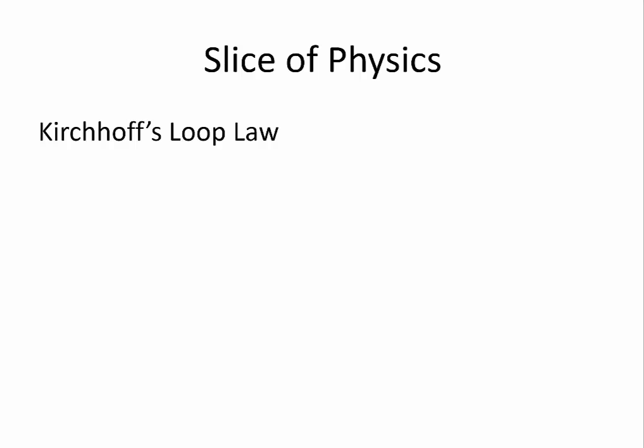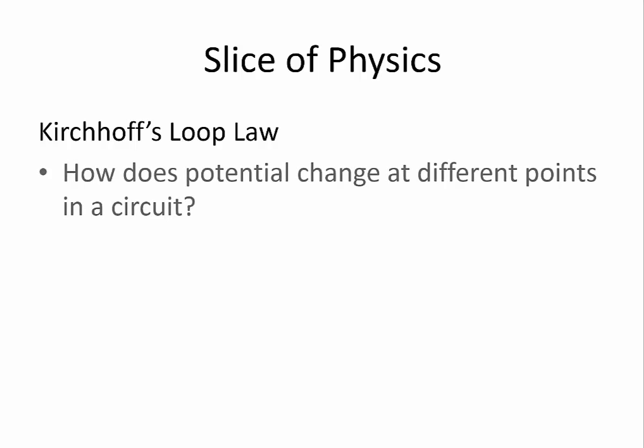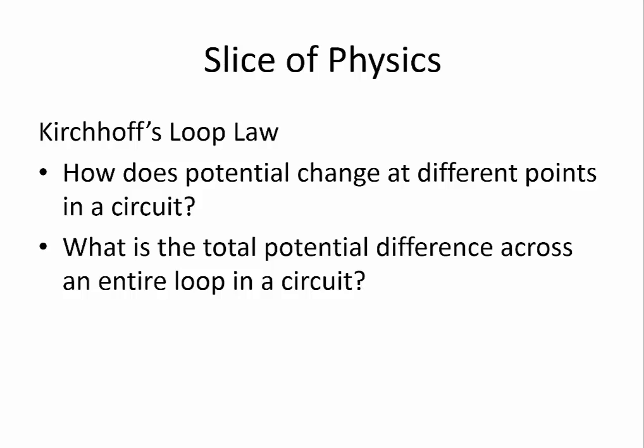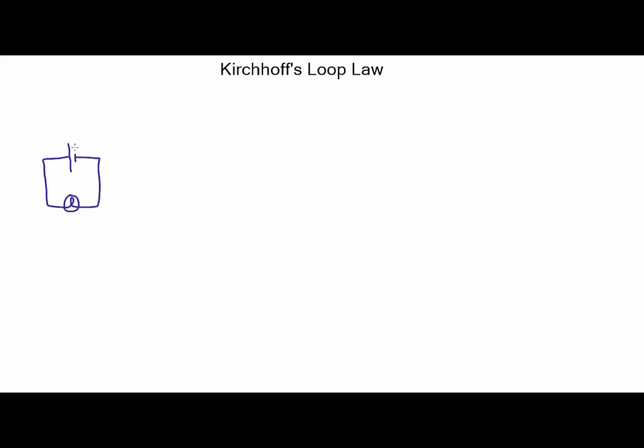The specific questions we'll answer are things like, what happens to potential difference at different points in a circuit? How does potential change across a resistance and across a battery, for example? And then we'll look at an entire loop and see what the potential difference across an entire loop in a circuit is. Let's take the example of a simple circuit that's shown here. It's got one battery here at the top and one bulb at the bottom.